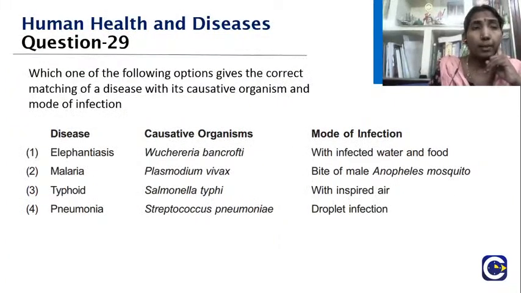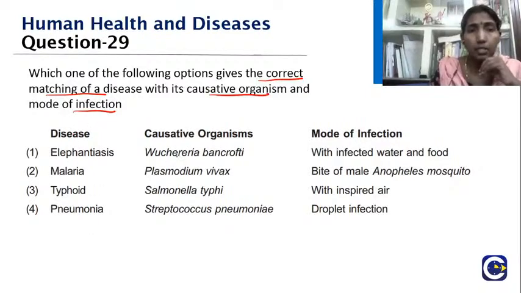Now coming on with which one of the following options gives the correct matching of the disease, the organism and mode of infection. Elephantiasis, Wuchereria bancrofti, with infected water and food. Malaria, Plasmodium vivax, bite of male Anopheles mosquito. Typhoid, Salmonella typhi, with inspired air. Pneumonia, Streptococcus pneumoniae, droplet infection. Let us sort it out.